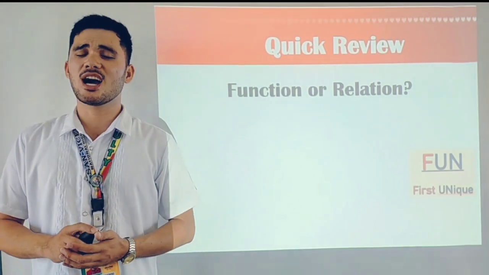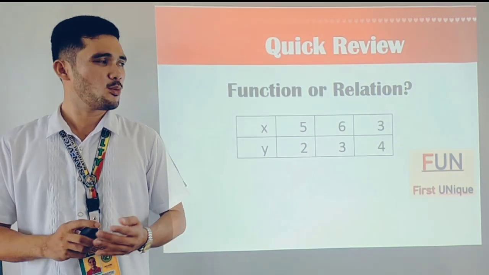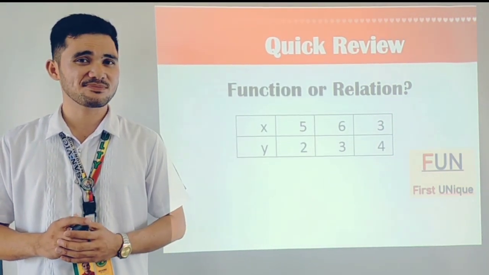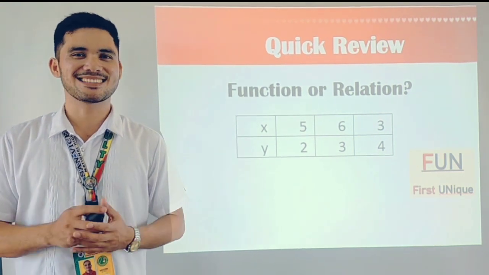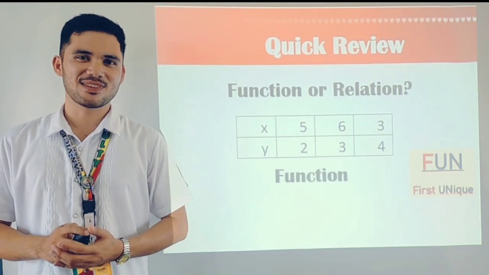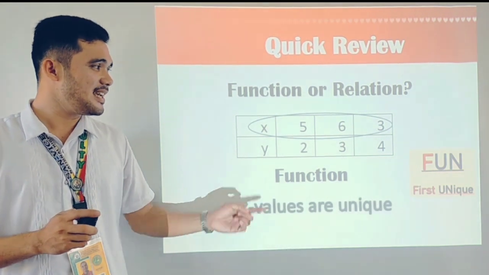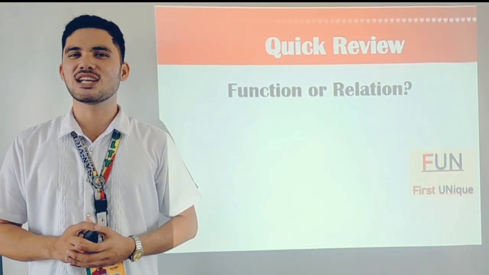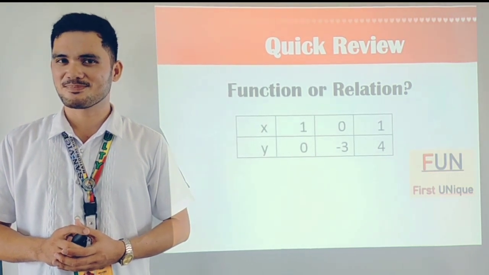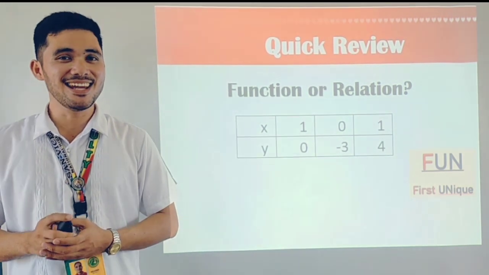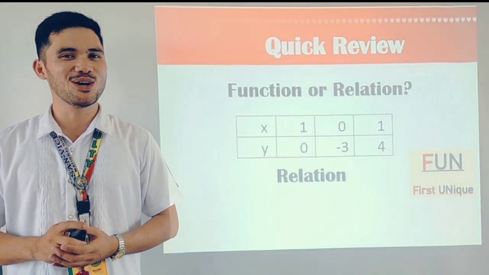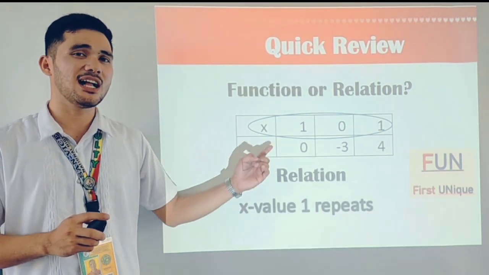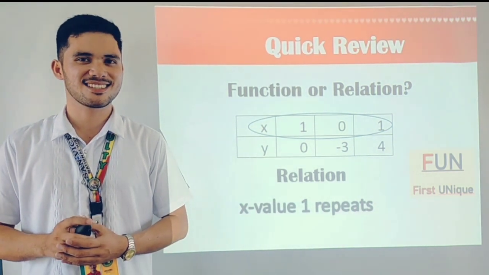Now, what if we have a table of values? What do you think is the answer? Is it a function or relation? Correct, that is a function. It's because, as you can see, the x values are all unique. Next, how about this one? Correct, that is a relation. How do you know? Yes, because as you can see, the x value 1 repeats.